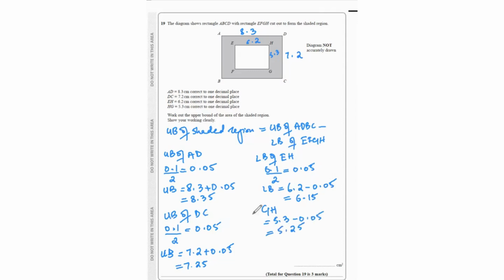So now for the area, we will do 8.35 times 7.25 minus 6.15 times 5.25. This will give us the upper bound of the area of the shaded region, which is 28.25. That's your final answer.